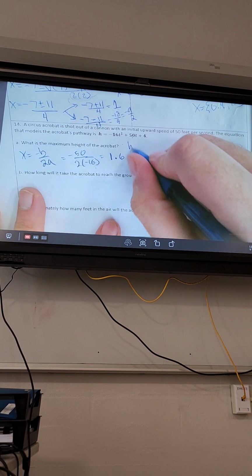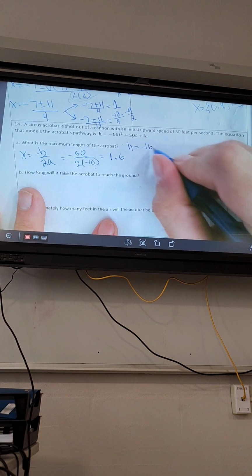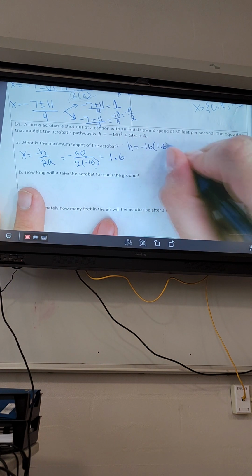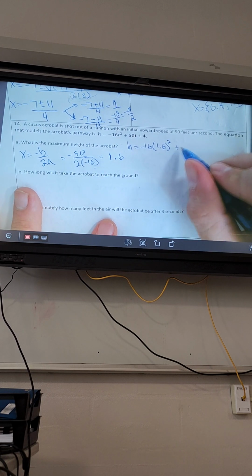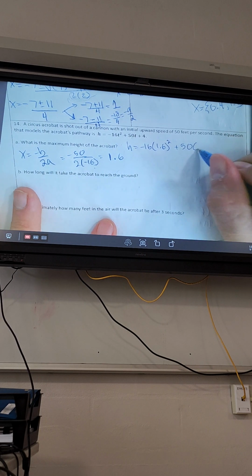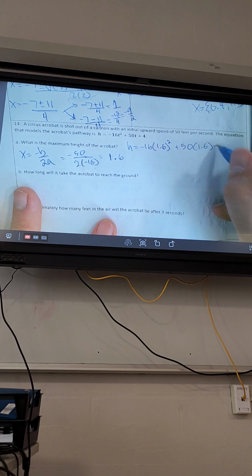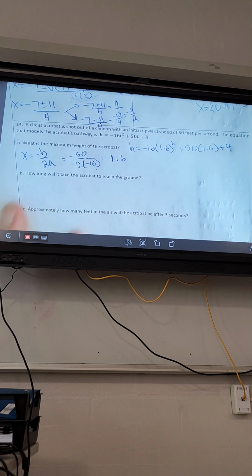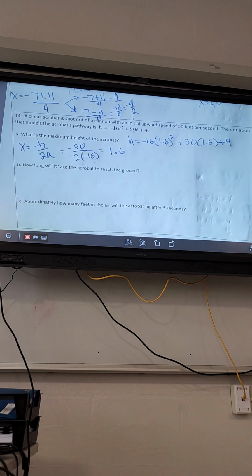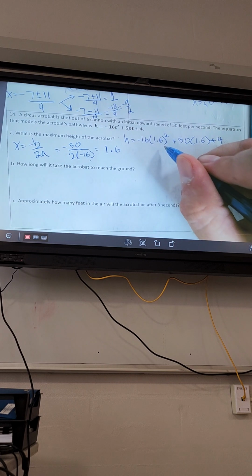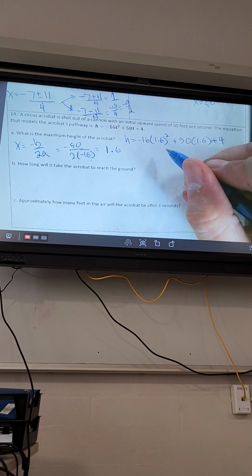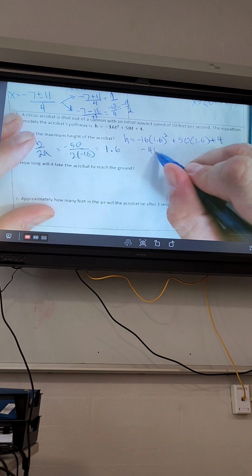So h is equal to negative 16, parentheses, 1.6, but I'm simplifying for saving time, 1.6 squared plus 50 times 1.6 plus 4. Because that is going to give us, after 1.6 seconds, how high he is. So do this piece by piece if you want to. 1.6 squared is 2.56. Times that by negative 16, you get negative 40.96.